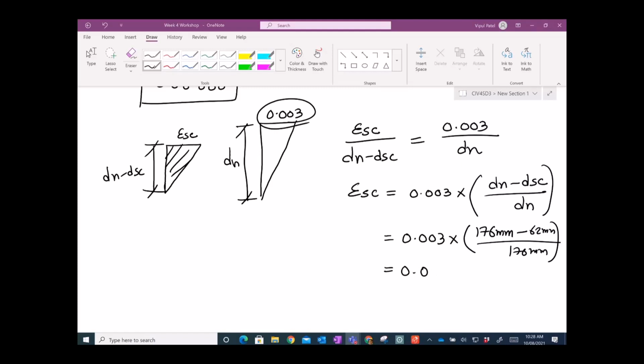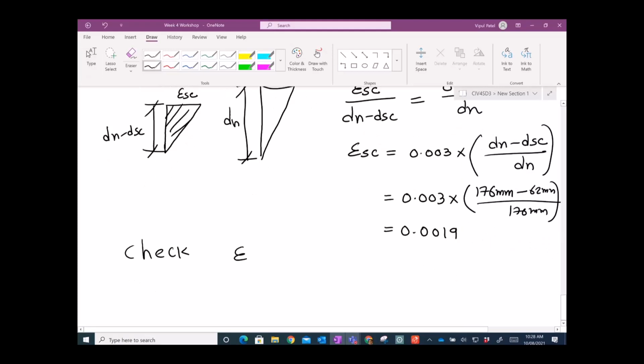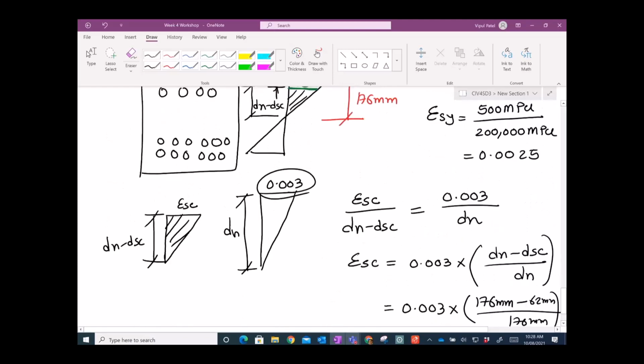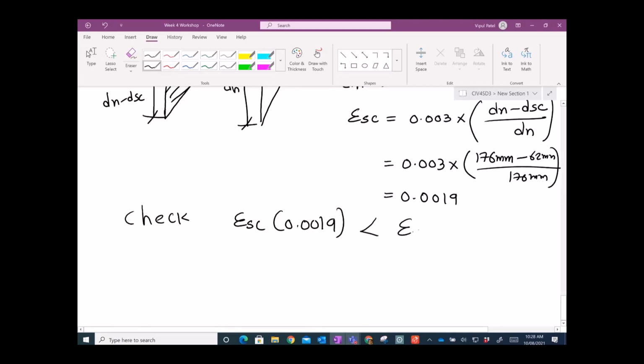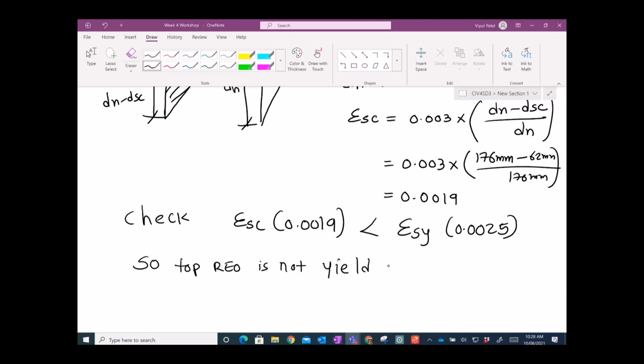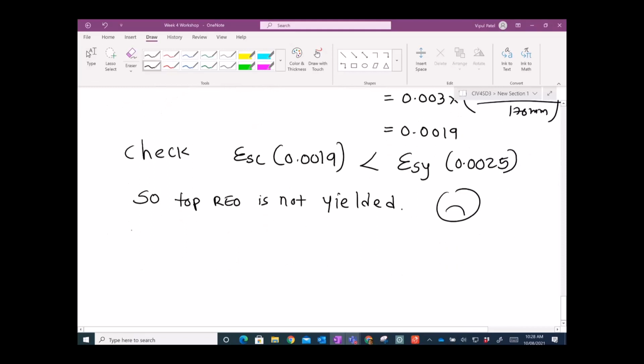0.0019. Okay, so let's check. What is the check? That esc, which is 0.0019, is less than esy, which is 0.0025. So the top rebar is not yielded, which is not good. Not good meaning that we need to do the dn iteration process.